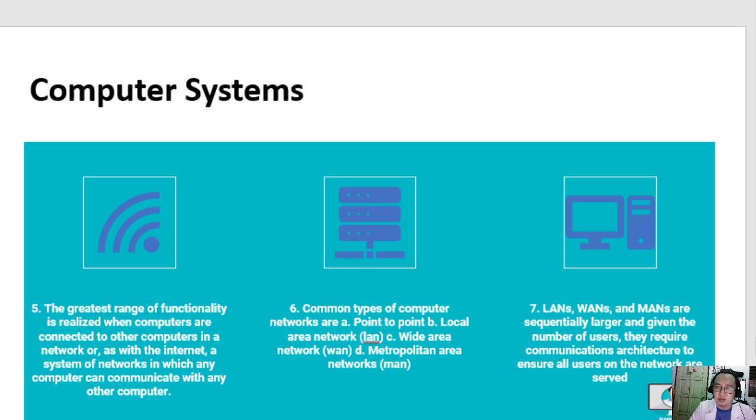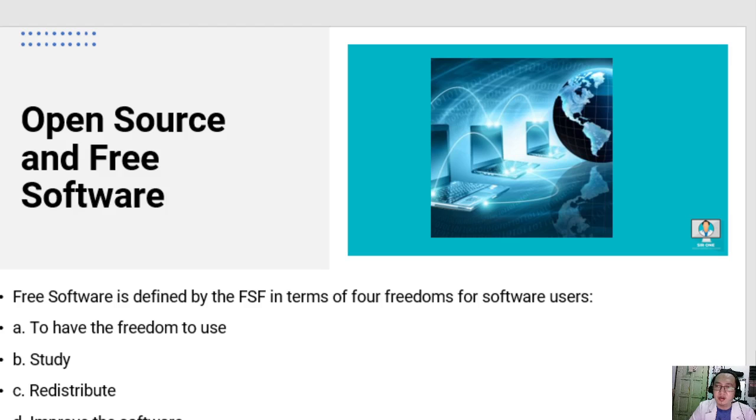Okay, so moving on, we have another type of software: open source and free software. Free software is open to all, it's free, meaning you don't have to pay anything. Users have the freedom to use it, to study it, to redistribute it, and to improve the software. So that's how open it is. You can manipulate it, you can modify it.